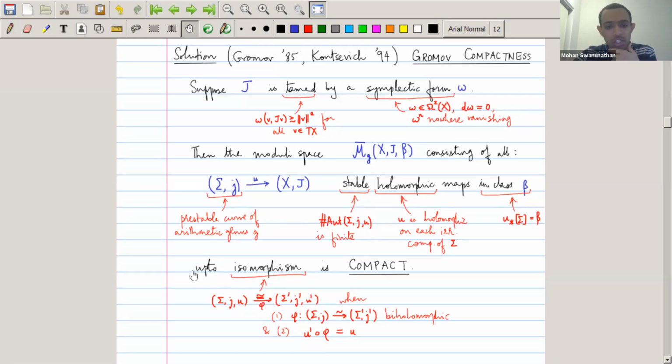So that's what the condition of stability says. Again, we have an obvious notion of isomorphism between two such stable maps, and we consider the moduli space of all such stable maps up to isomorphism, and call this M_g bar of X, J, beta. And the compactness theorem is that this space is actually a compact Hausdorff space.